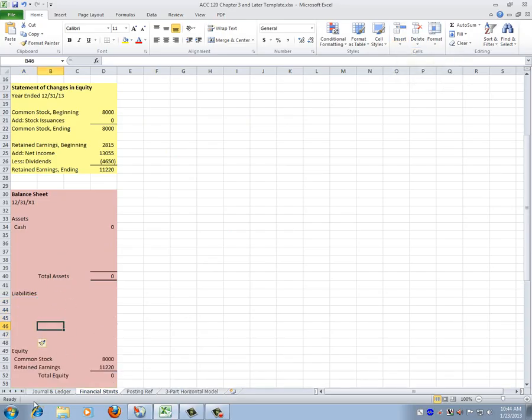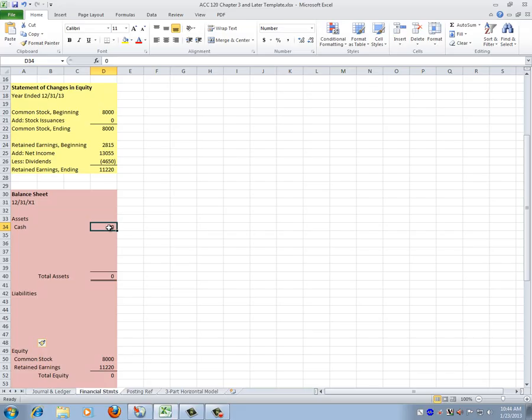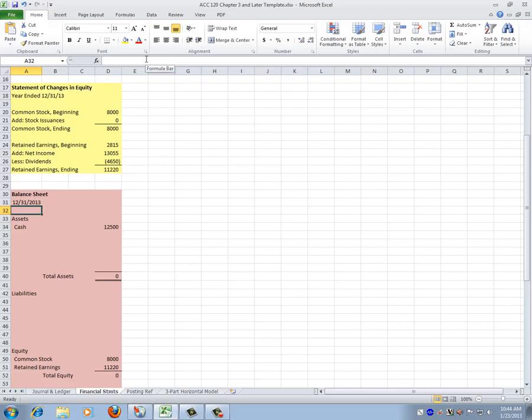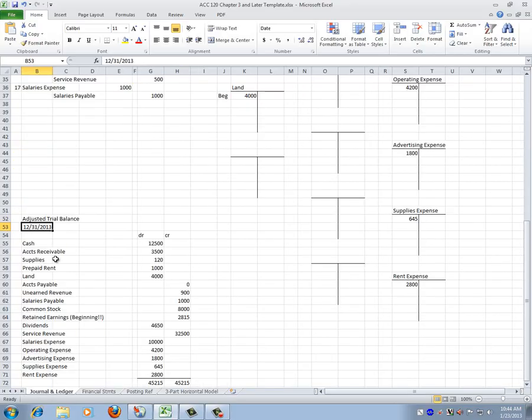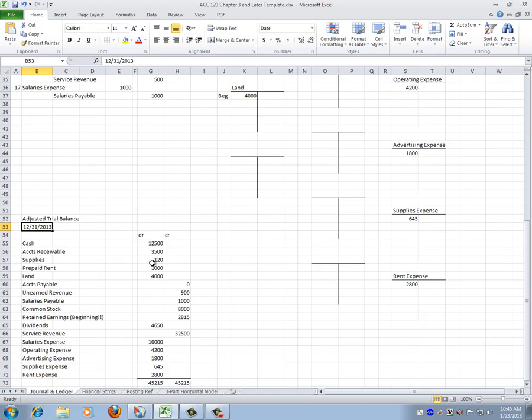So our assets, back to our trial balance, adjusted trial balance, consist of cash 12,500. These are ending balances, remember. This is at 12/31 of 13. And what the balance sheet's doing is proving in detail that accounting equation that our assets equal the claims against those. Accounts receivable, 3,500. That's where our regular customers owe us some money to this extent. And supplies, 120 on hand today.